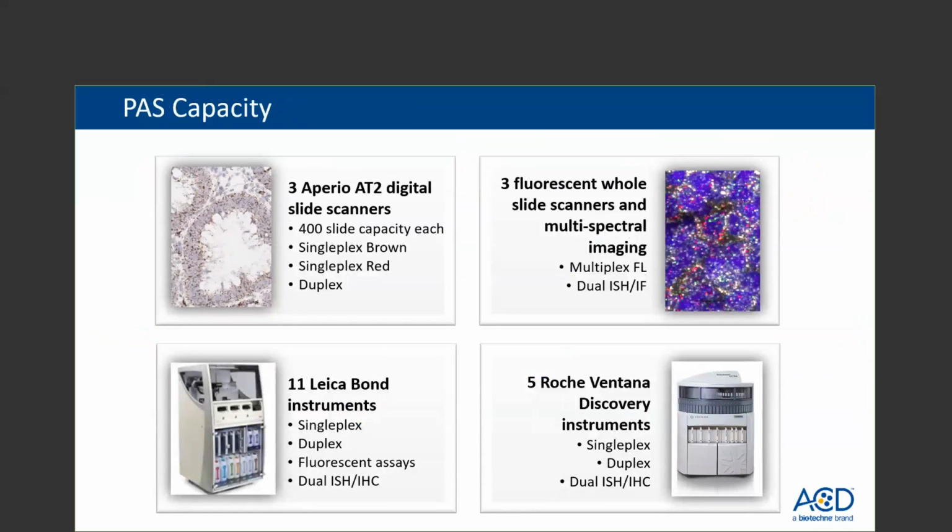Just to give you a bird's eye view into our bandwidth here, we have 16 Leica and Ventana auto stainers, 3 Aperio AT2 bright field scanners, a Zeiss fluorescent scanner, and 2 3D Histech Panoramic scanners across our headquarters sites. We also have 6 HALO workstations, which enable high throughput of 10,000 plus slides delivered every year. This is just to show you how much bandwidth we have here to take on your research projects and help you with those.